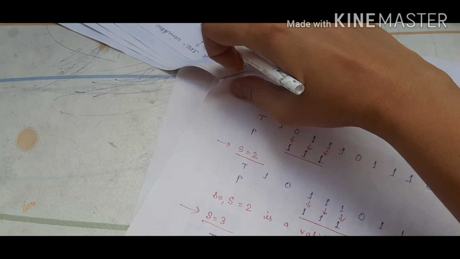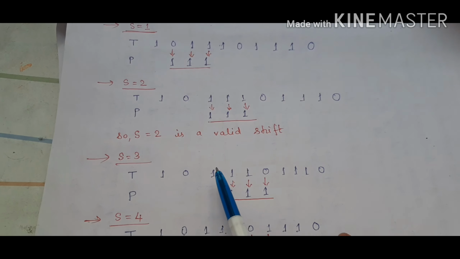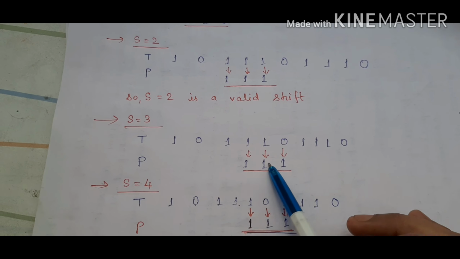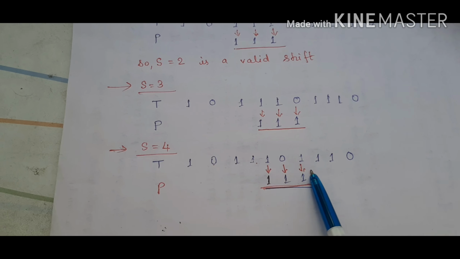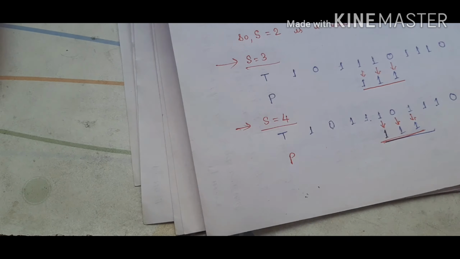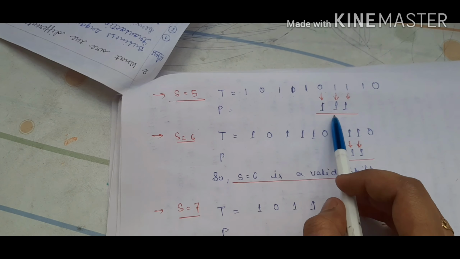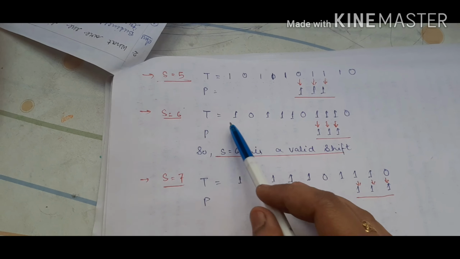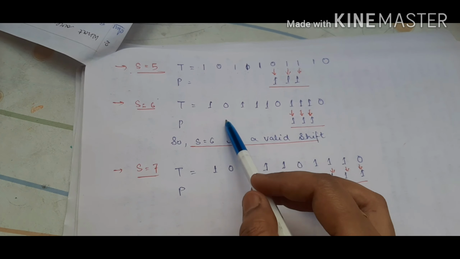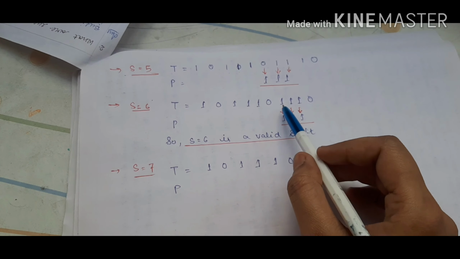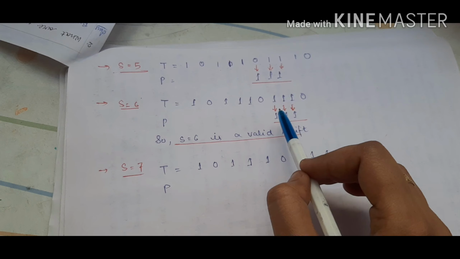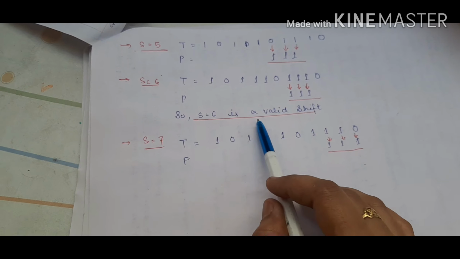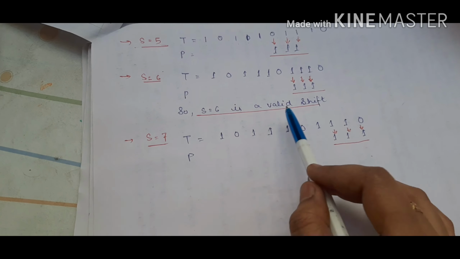s equals 3, we shift 3 positions to the right. Now we match it, and it is not matched. s equals 4, again not matching. Now s equals 5, we shift 5 places to the right, and it is not matching. Now s equals 6, after 6 shifts it is matched again, meaning this is the second position where the pattern has been matched, so s equal to 6 is also a valid shift, and it will be noted also.